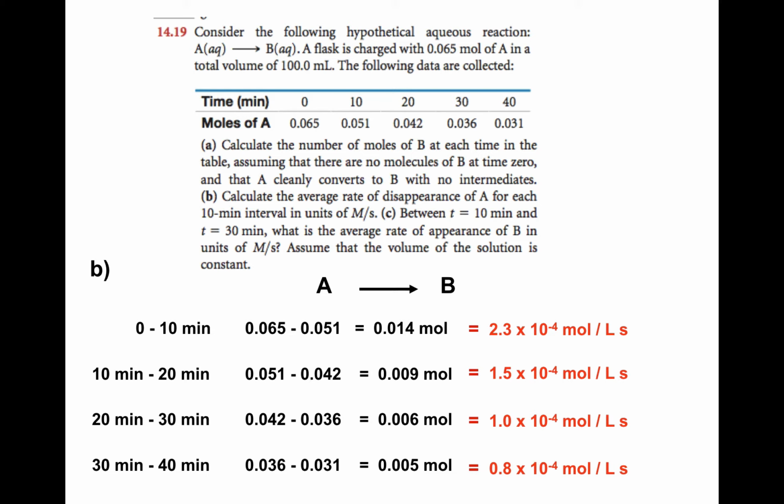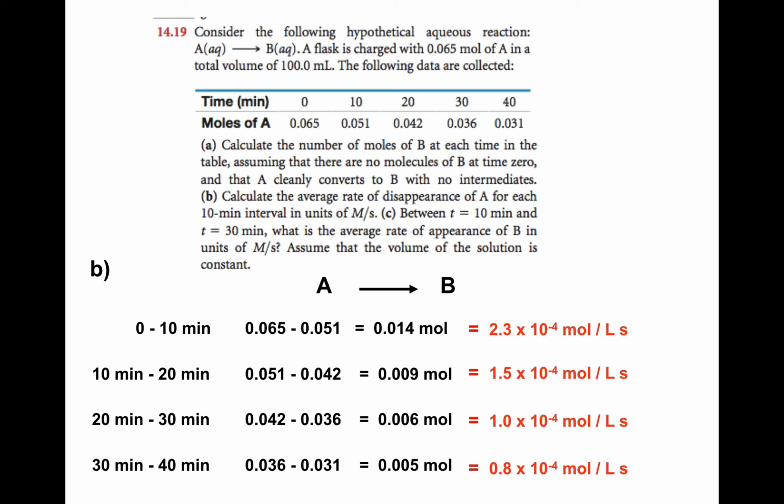So notice what's happening with the rate. Initially, the rate was pretty fast in terms of how much A was disappearing. Through the first time interval from 0 to 10, I had a rate of disappearance of A of 2.3 times 10 to the minus 4 moles per liter second. Then it goes down to 1.5, then down to 1, then down to 0.8. So as A disappears, this reaction is slowing down.